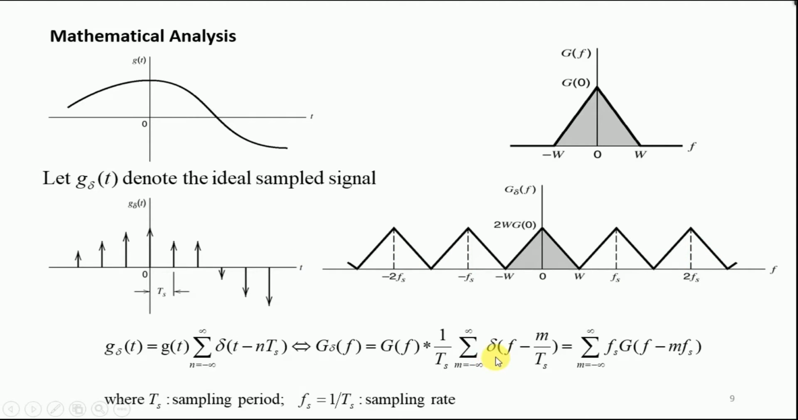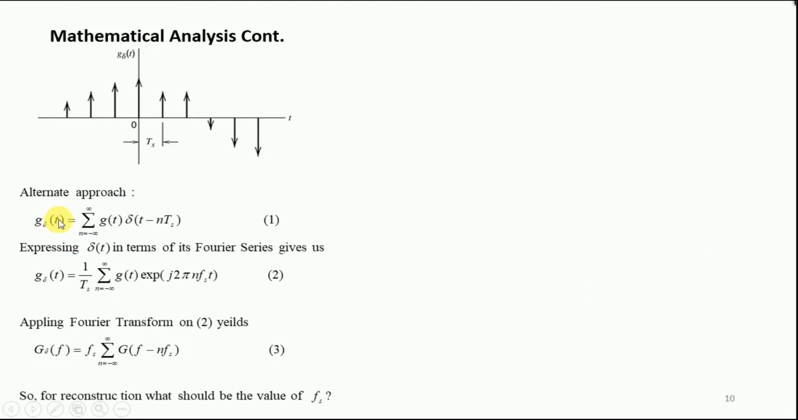A small concern over here is that we cannot create a delta function, so we would have to look into some alternate means to eventually get here. Alternately, g delta of t is also expressed over here, that is, g of t multiplied by the delta function, t minus nTs. Note that you can also express it in terms of g of nTs times delta of t minus nTs, where n is from minus infinity to infinity. This is again coming from the properties of the Dirac delta function.